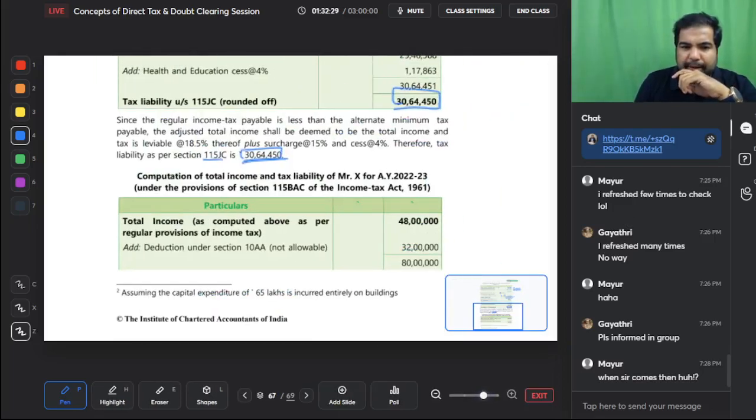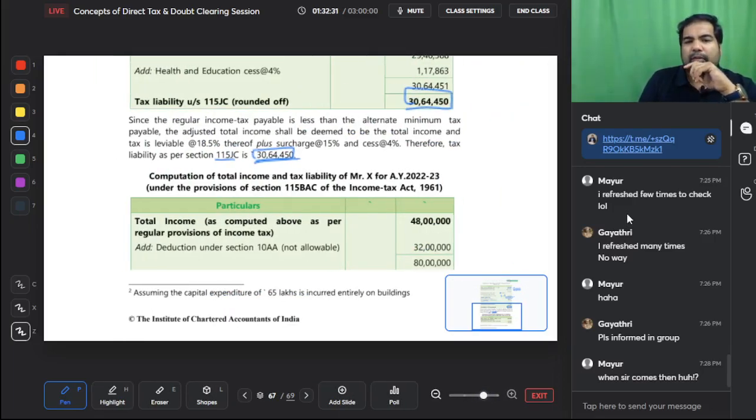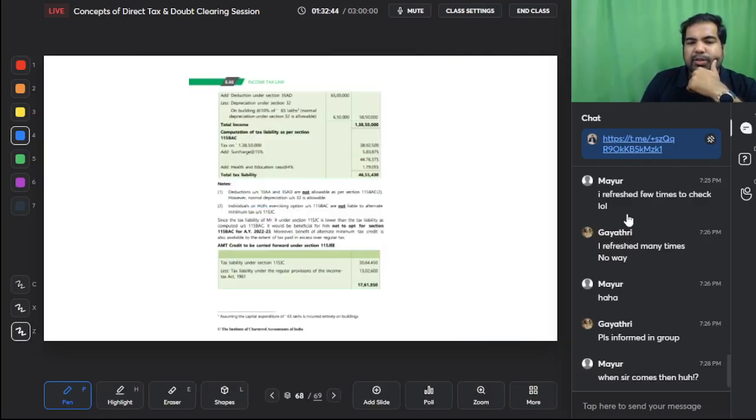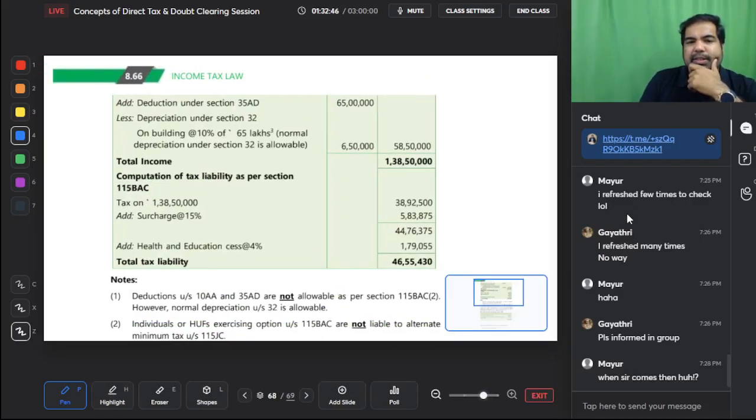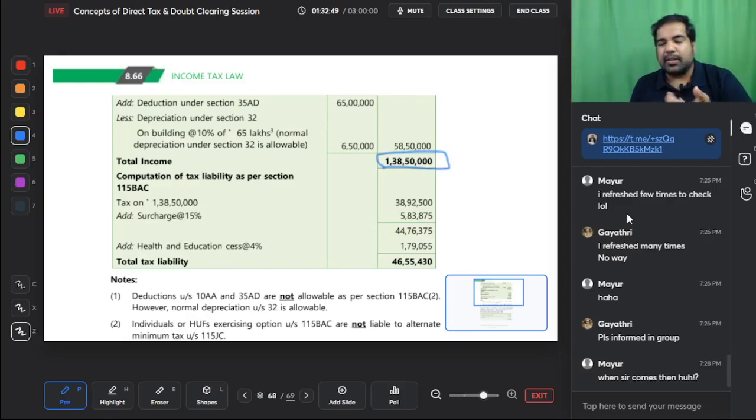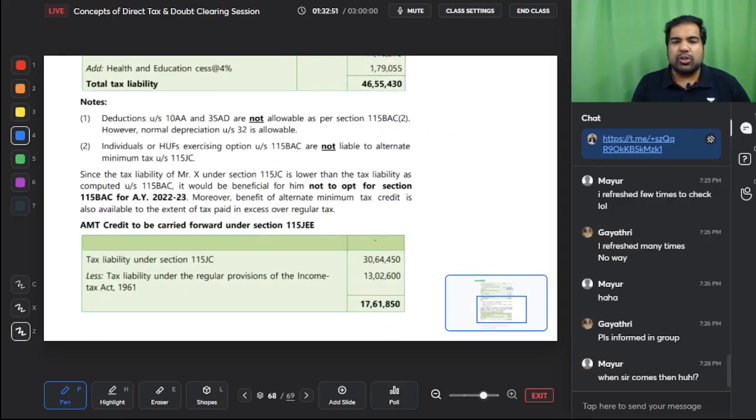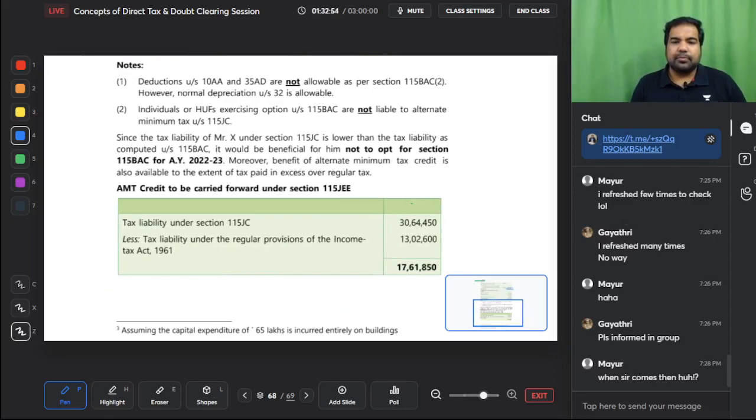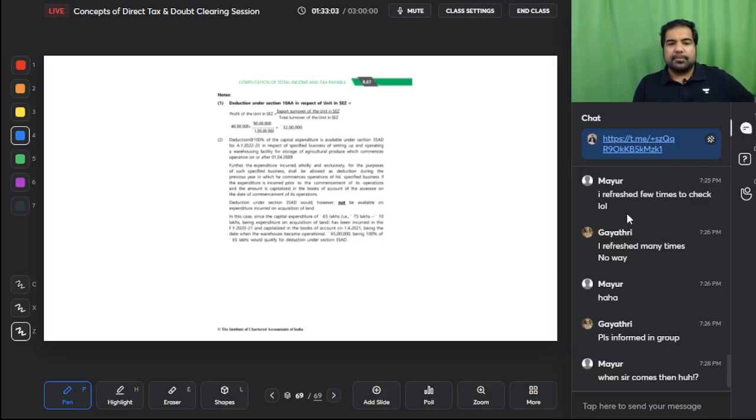Let's see what they've done ahead. They've taken 115BAC also. In 115BAC, you don't get any of these deductions. So the total income will be 48 lakhs. 10AA also you don't get, so they've added that also. And 35AD, this also they've added. So this is 115BAC. Nothing different, guys. Only deductions you cannot take. And the extra tax that you pay will be allowed as a credit under 115JEE. If you remember the section, otherwise 115JC works for alternate minimum tax.